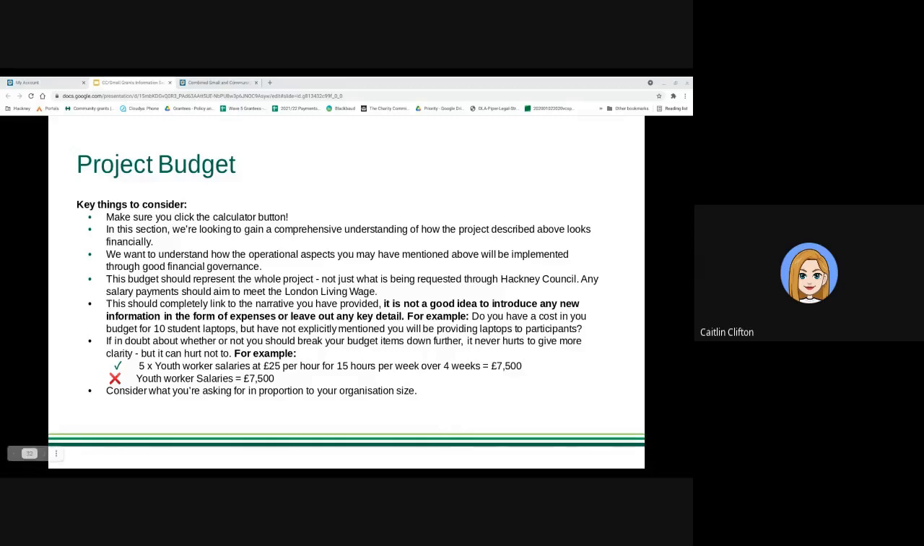So, as well here, consider what you're asking for in proportion to your organization size. This is really important, but I think it's often missed. So, assessors are looking to see if an organization is well placed to manage the size of the grant they're asking for. So you need to think about this when costing your project. If you're an organization with an annual income of £5,000 and you apply for a grant of £10,000, this is double your existing annual income. And assessors may question the suitability of awarding you a grant that size.